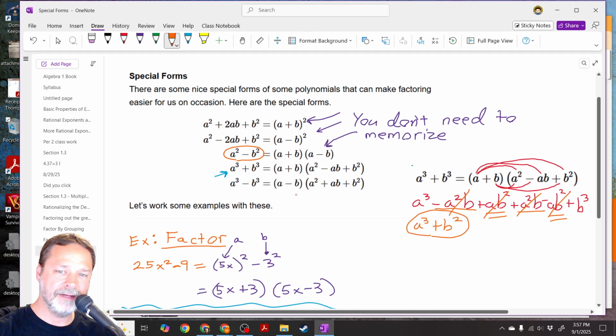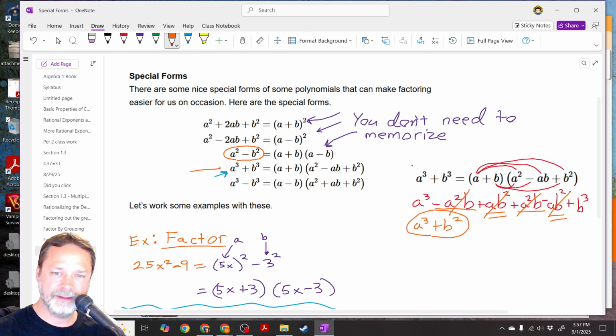And these all have names. Difference of squares. This guy, sum of cubes. This guy, difference of cubes. Sorry, I said sum. This is a difference of squares, not sum of squares. Difference of squares. And then these, I don't know if they have names.